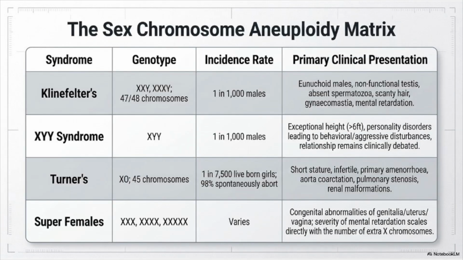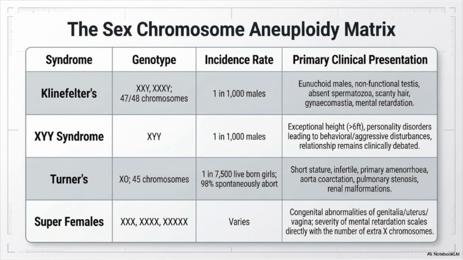Now let us look at the sex chromosome aneuploidy matrix in detail. Klinefelter syndrome occurs in genotypes like XXY or XXXY, affecting about 1 in 1000 males, and presents with features like eunuchoid body build, non functional testes, absent sperm, scanty body hair, breast enlargement, and mental retardation.